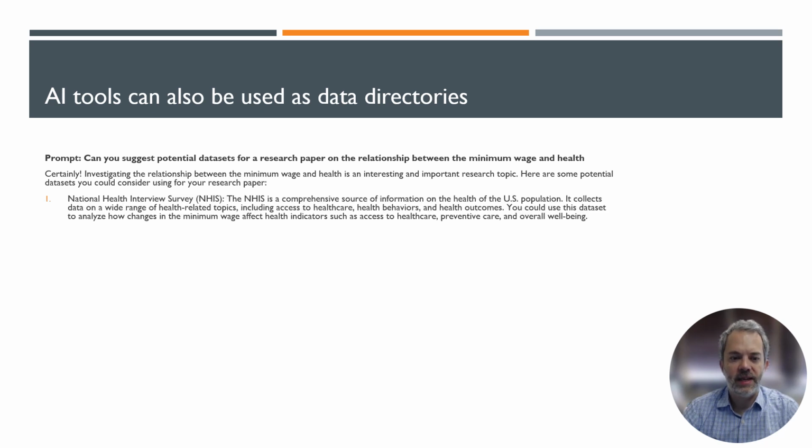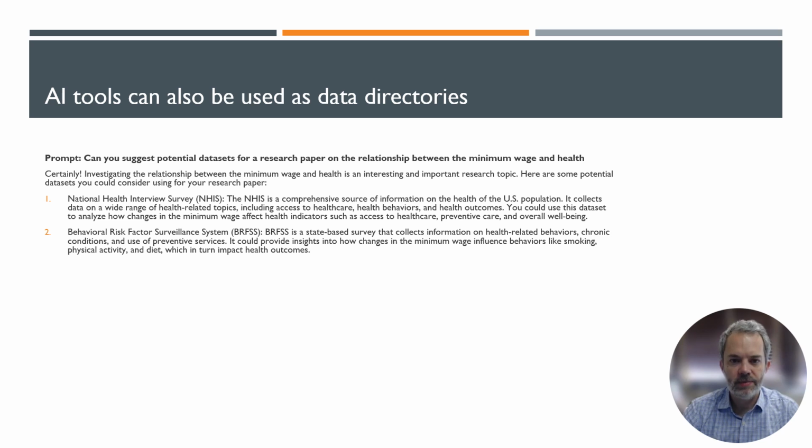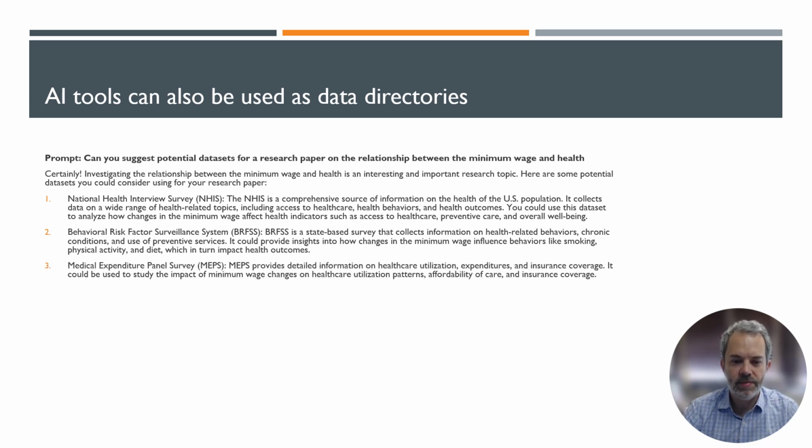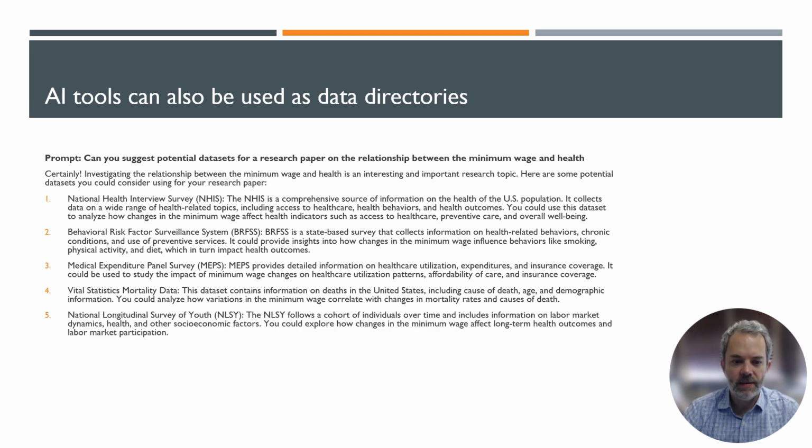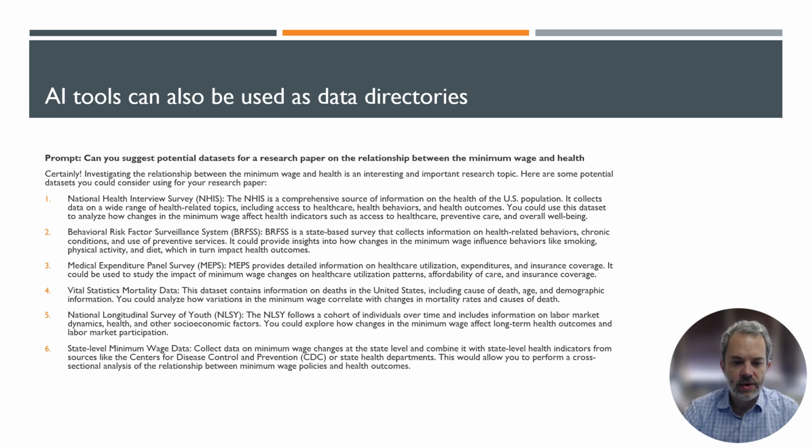Here's a list of the data sets that it came up with. NHIS, National Health Interview Survey, BRFSS, Behavioral Risk Factor Surveillance System, MEPS, or the Medical Expenditure Panel Survey, Vital Statistics Mortality Data, the NLSY, National Longitudinal Survey of Youth, and state-level minimum wage data. In this case, all of these data sets exist, but sometimes it will make up a data set, so you need to check if a data set has what you need.